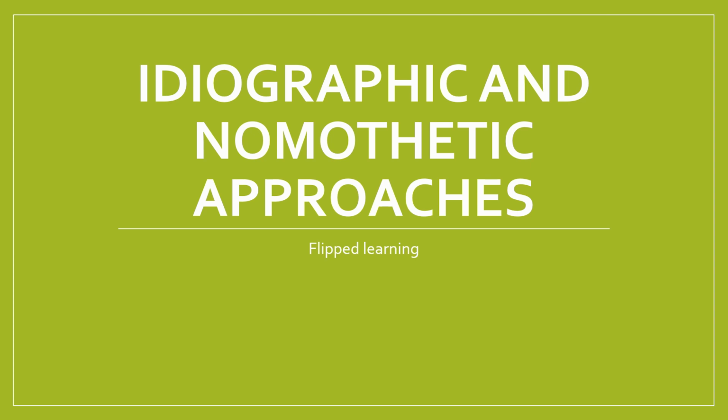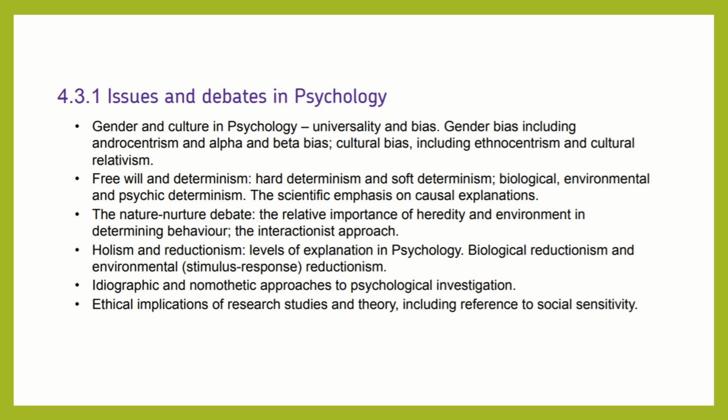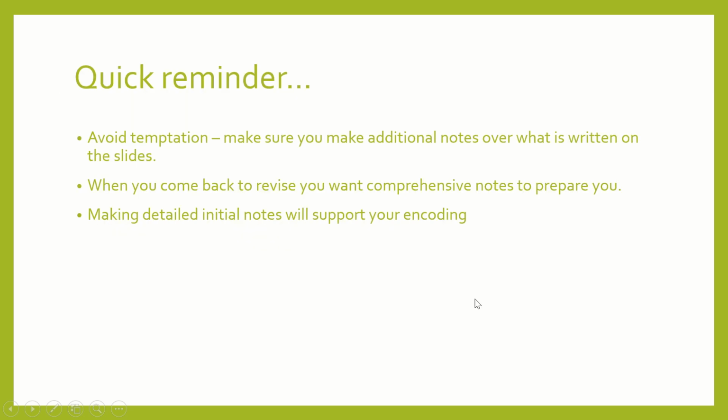This will be your second to last flip learning for issues and debates. As you can see here, you've done all of these things. We just have the idiographic and nomothetic to go, and then ethical implications, which is extending your knowledge of the things we've already talked about in ethics in the BPS, and also you'll be learning the term socially sensitive research.